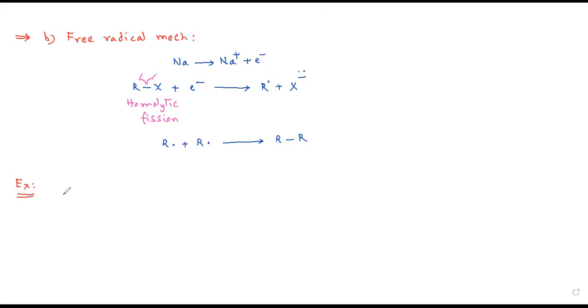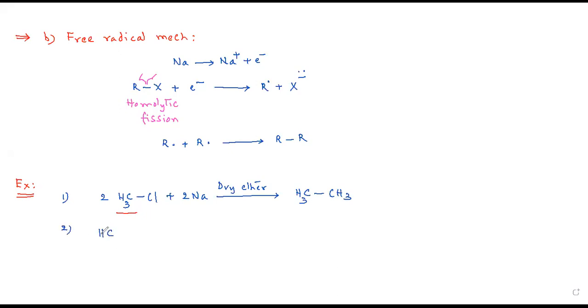Supposing methyl chloride is treated with sodium metal in the presence of dry ether. Simple, just take the mirror image of this. CH3, then another CH3. You get ethane.